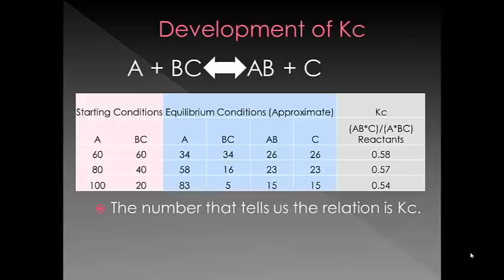Now, of course, because we don't have a huge amount of molecules here, there's a little bit of variation, but the more molecules you would have, the more you would see that this stays constant. This relation is called Kc. So Kc is products over top of the reactants. In this case, AB times C over top of A times BC.